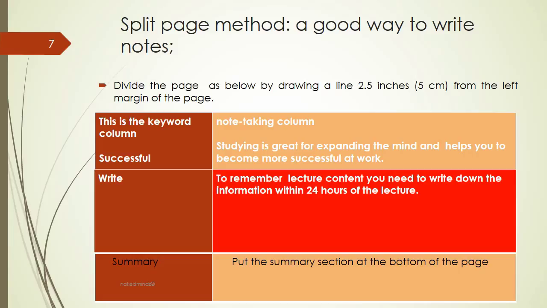The split page method is a good way to write notes. What you do is you divide your page, about 5 centimeters or 2.5 inches for those of you still in the imperial age. Then you put your note-taking column over here, your keyword column over here, and you put all your keywords going down, and then there will be a summary at the bottom of the page. You'll just draw off about a quarter of the page, and you put summary in it. It's a very good way of learning because you cover up your notes and go via your keywords, and then you try and come back to the notes, and the summary at the bottom lets you summarize what you've been doing while you were studying this material.